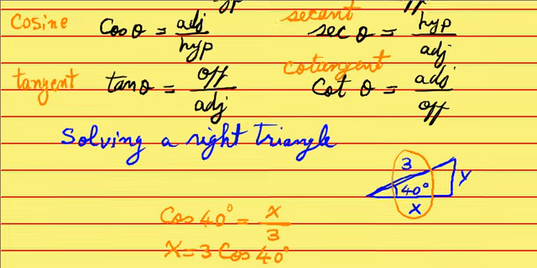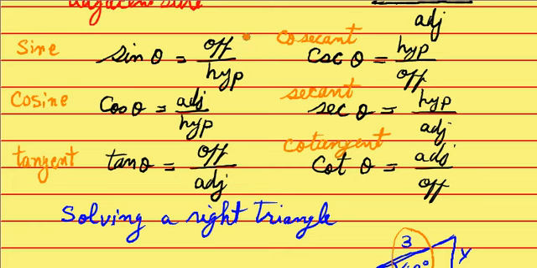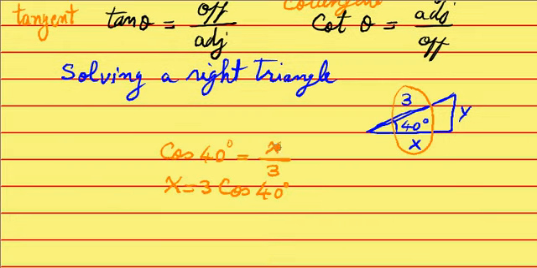So solving a right triangle means taking these formulas and deciding which one of them is useful in a given situation and rearranging them until you get the quantity that you want. Just like we did here, we rearranged until we found the quantity x.